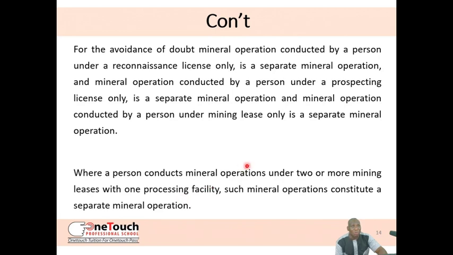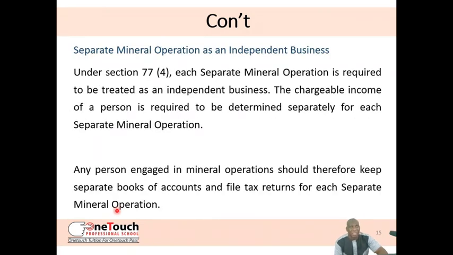Now, where a person conducts mineral operations under 2 or more mining leases with one processing facility, such mineral operations constitute what? Separate mineral operation. Okay. So under section 77, subsection 4, each separate mineral operation is required to be treated as what? An independent business. Have you seen it? Once you are able to establish that it is a separate mineral operation, please, that is the independent business. And the chargeable income of the person is required to be determined separately from each of the separate mineral operation. That's all. Any person engaged in a mineral operation should therefore keep what? Separate books of what? Accounts.